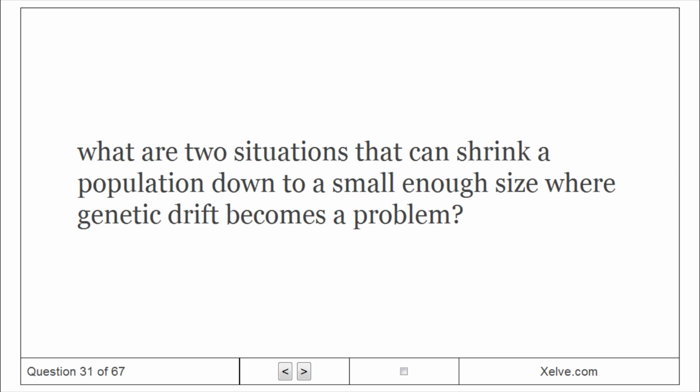What are two situations that can shrink a population down to a small enough size where genetic drift becomes a problem?